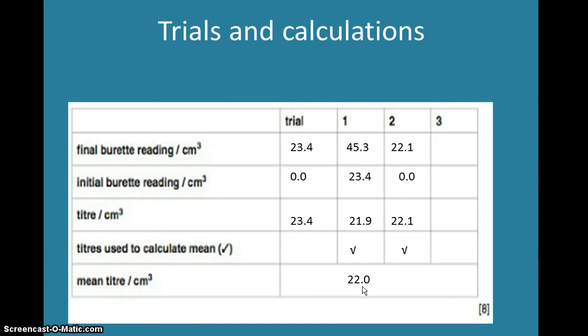And then using that and equations, you can work out the moles of your unknown. We'll find out how to do that in the next video.